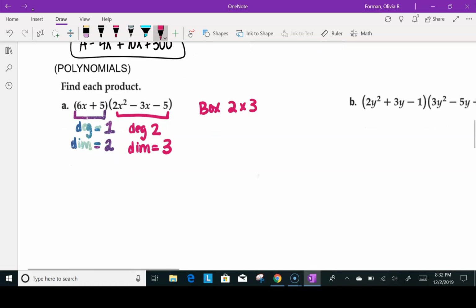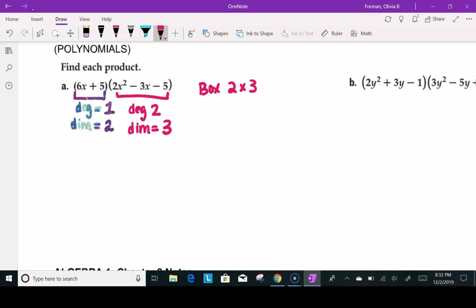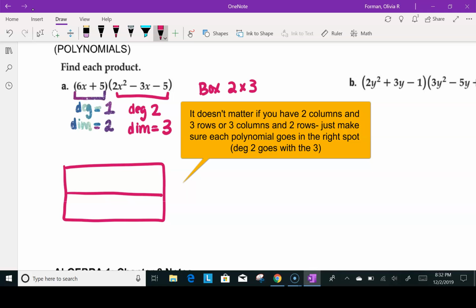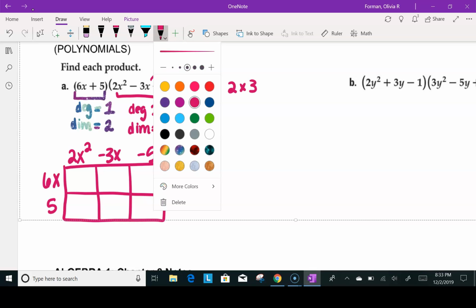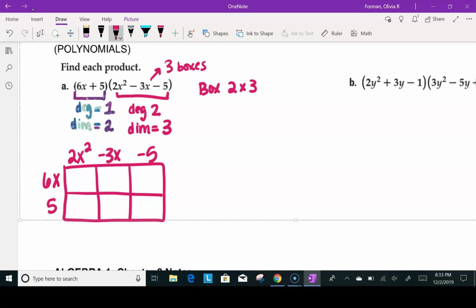It's a little bit different than what we've been doing. So it doesn't really matter how you put it on here. I'm just going to do this. So there's my 2 rows by 3 columns. The only thing that matters is that this has to go with the 3 boxes. So you'd want to put 2x squared, 3x, and minus 5 up here. And then on this side, you put the 6x plus the 5. So I go and I write this down.